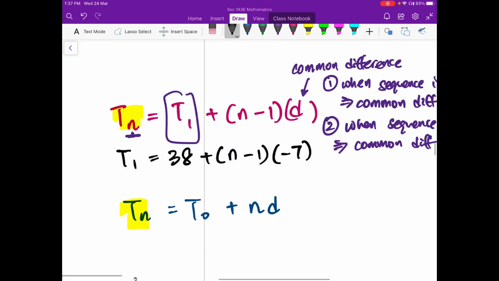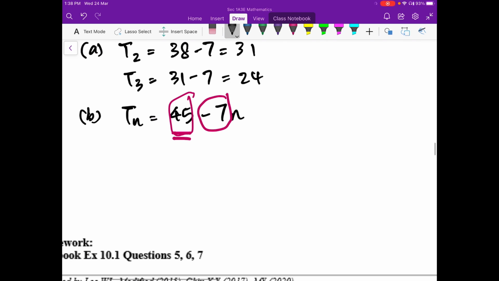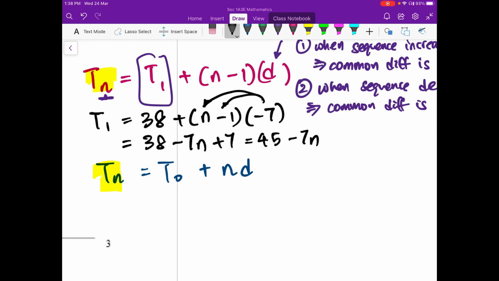Okay? Moving on, we have learned that we can expand. 38 plus negative 7n. Plus a negative 7n is the same as minus 7n. Now we see the negative 7n appear already. Next, negative 7 times negative 1 is plus 7. Now we see the 38 plus 7 to give us 45 minus 7n. That is what your classmates have proposed, 45 minus 7n. Now, this is the first method using the formula in purple. T1 plus n minus 1 d.